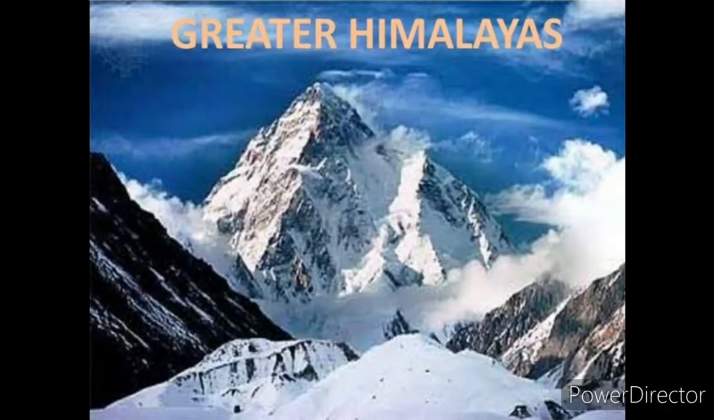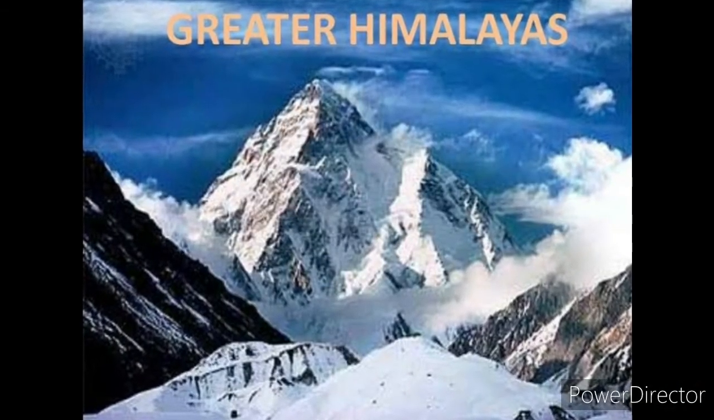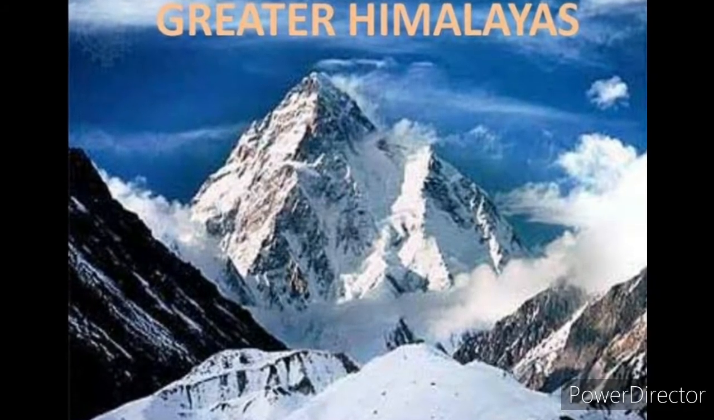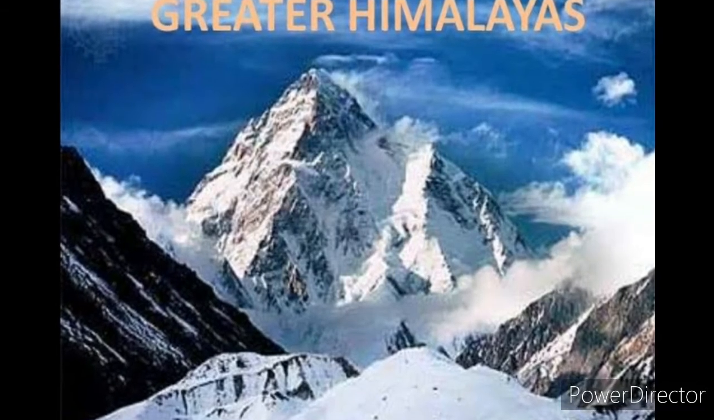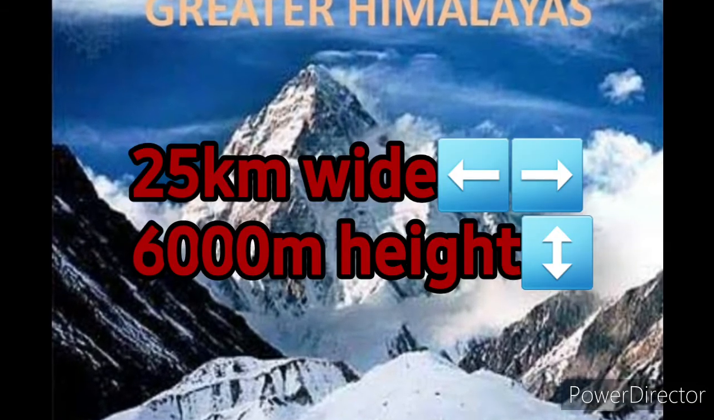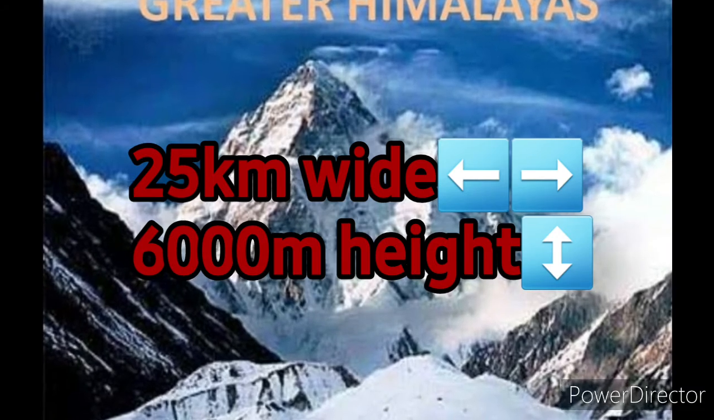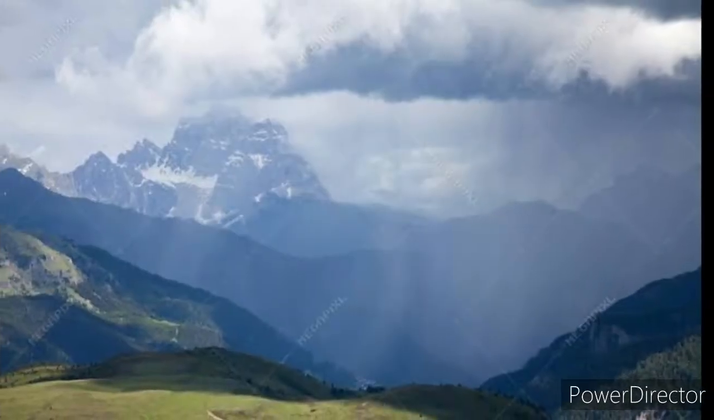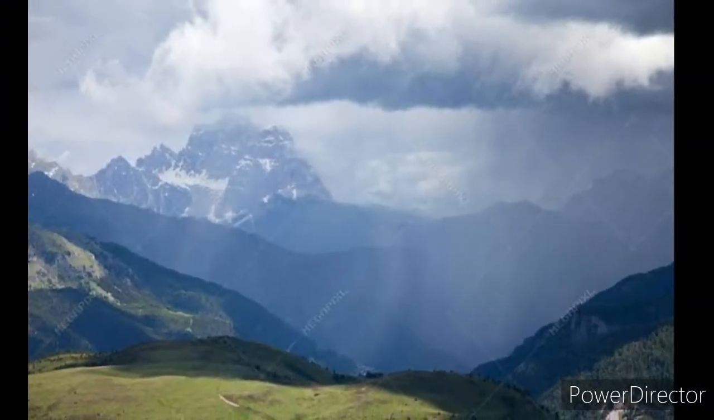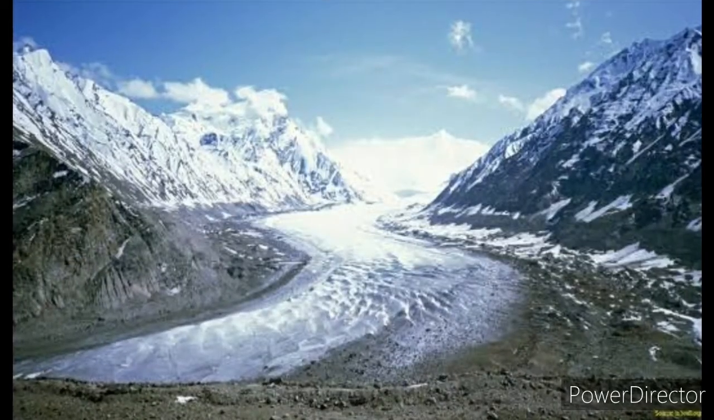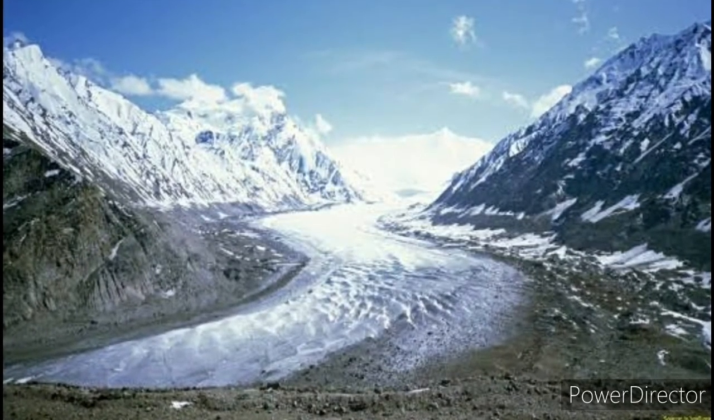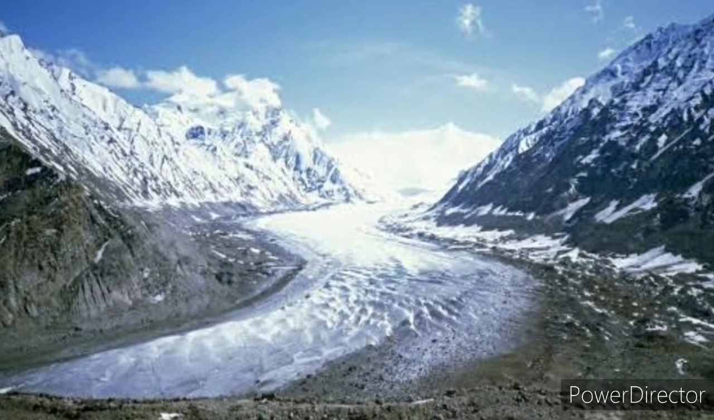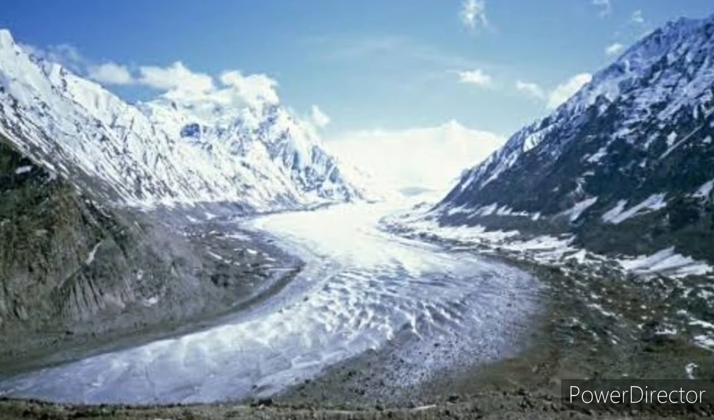Next, the Greater Himalayas, the Himadri. That means a subdivision you are going to learn now. The Greater Himalayas are about 25 km wide and the height is 6000 meters. The Greater Himalayas receive only lesser rainfall. All the lofty peaks of the Himalayas are located in this range. It is the region of permanent snow cover. So it has many glaciers like Gangotri, Yamunotri and Siachen.